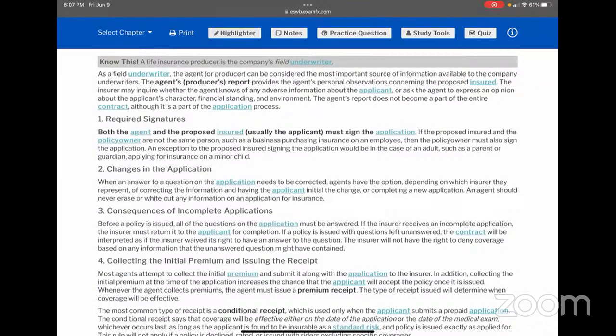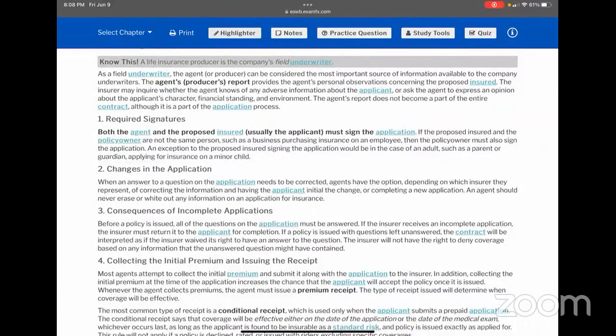Required signatures. Both the agent and the proposed insured, usually the applicant, must sign the application. If the proposed insured and the policy owner are not the same person, such as a business purchasing insurance on an employee, then the policy owner must also sign the application. So that could be 3 signatures.